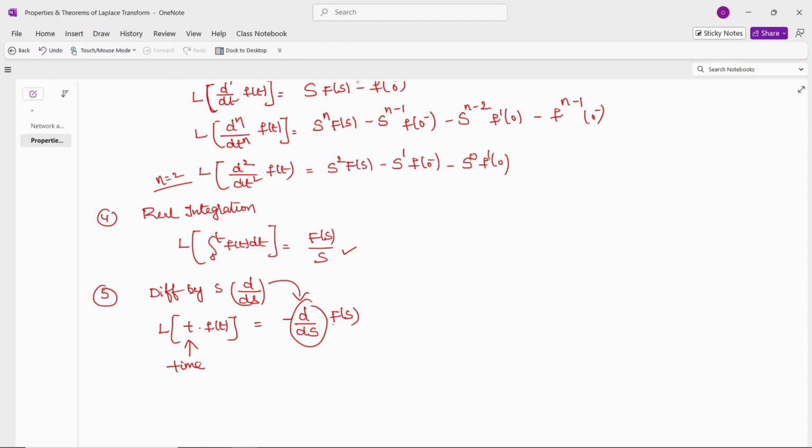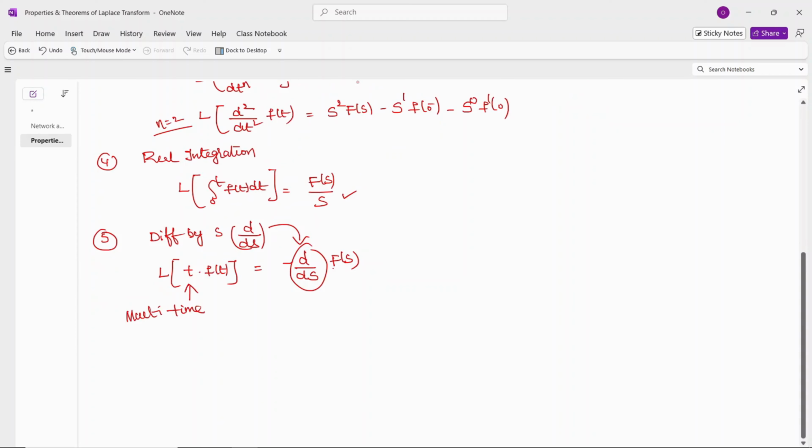It is nothing but multiplication with time. So when a function f of t is multiplied with time t, then you get minus d by ds of F of s. Okay, so this is the differentiation by s. And the sixth property we are going to have is called the shifting theorem.